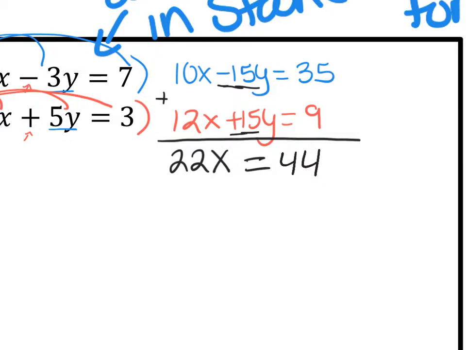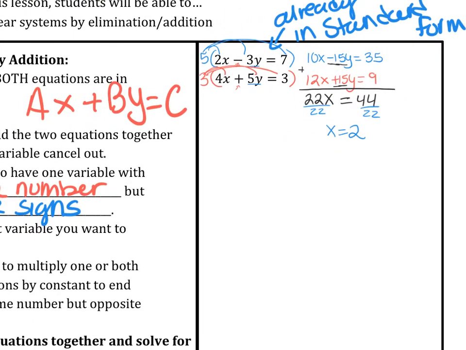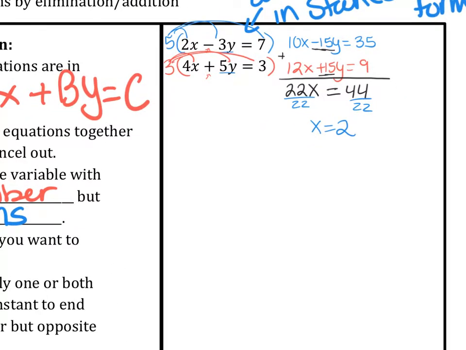And so now we are left with only an x term. So how would I solve this for x? You divide by 22. You get 2. So x equals 2. That is our x value. But remember, with a system of equations, you need an x and a y value. So here's my x.